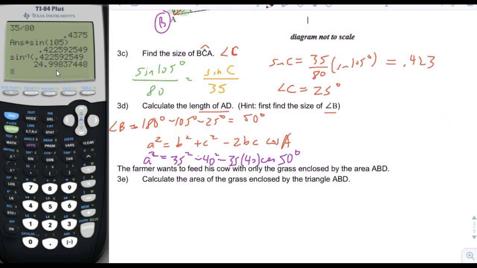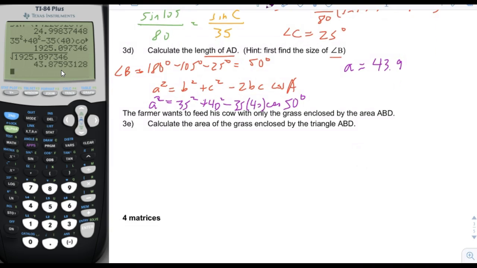Now we're going to use the calculator to do this. We're going to say b squared, which is 35 squared, plus, it's plus because it's c squared, it's not minus, plus 40 squared, minus 2 times 35 times 40 times cosine 50. And that gives us 1,925. So that's a squared. To find a, we do second square root of that number, and that gives us 43.9. So a is equal to 43.9, and that is the length of AD.